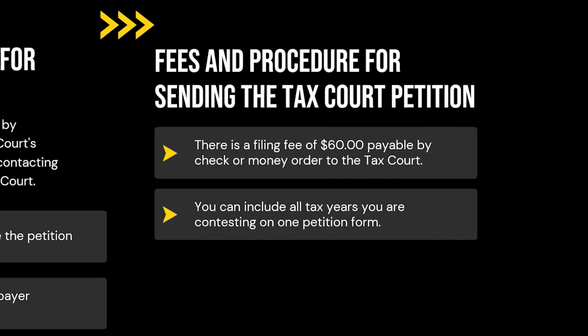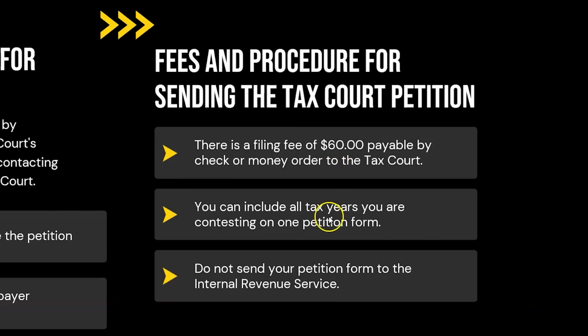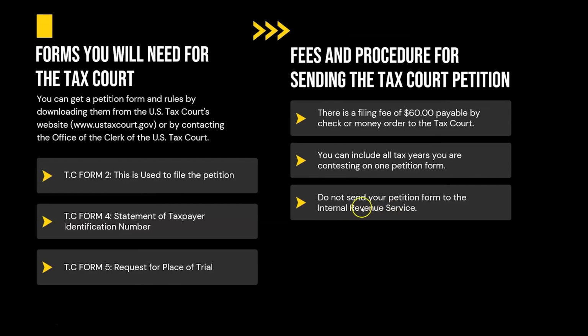So if you're dealing with a notice of deficiency for multiple tax years, you can add all of them together and petition on one form. I must also say that if you are petitioning the tax court, do not send your petition to the IRS. The IRS is basically the other party that you're in litigation with. You don't have to send them the petition. If you send everything to the tax court, they will let the IRS know that you are really serious and you want to litigate this issue.